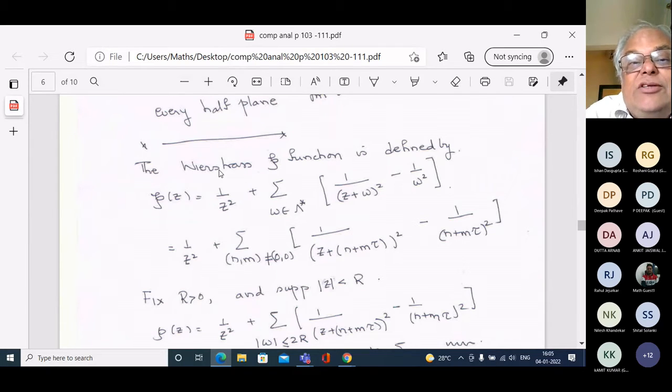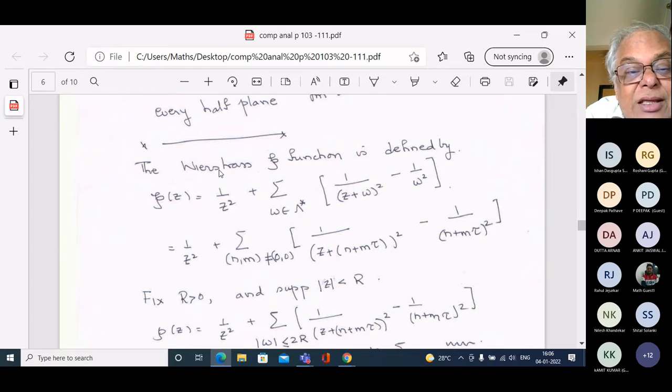So the Weierstrass P function is defined by 1 over z plus w squared, and then I'm subtracting 1 over w squared. So that I get something where each summand is like big O of 1 over w cubed, and that big O of 1 over w cubed is convergent.